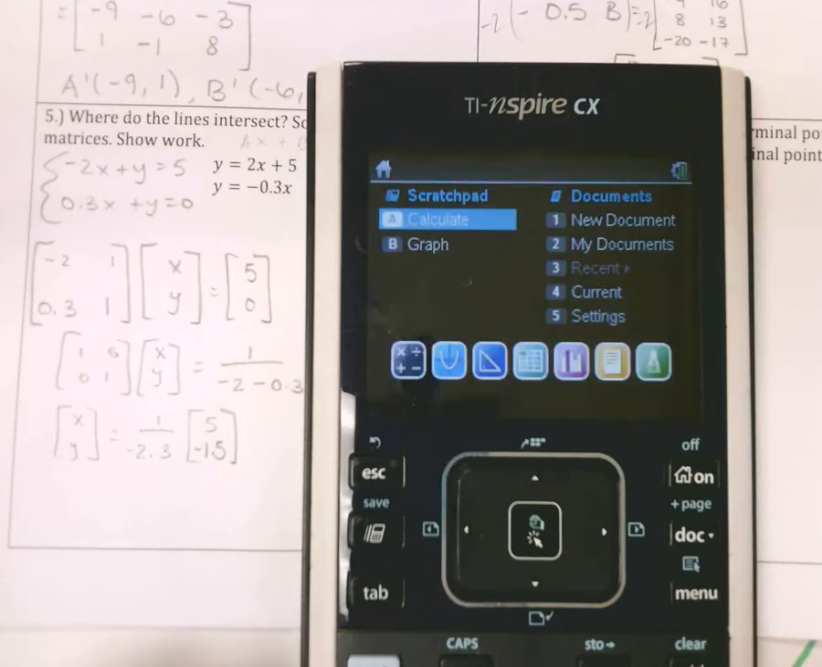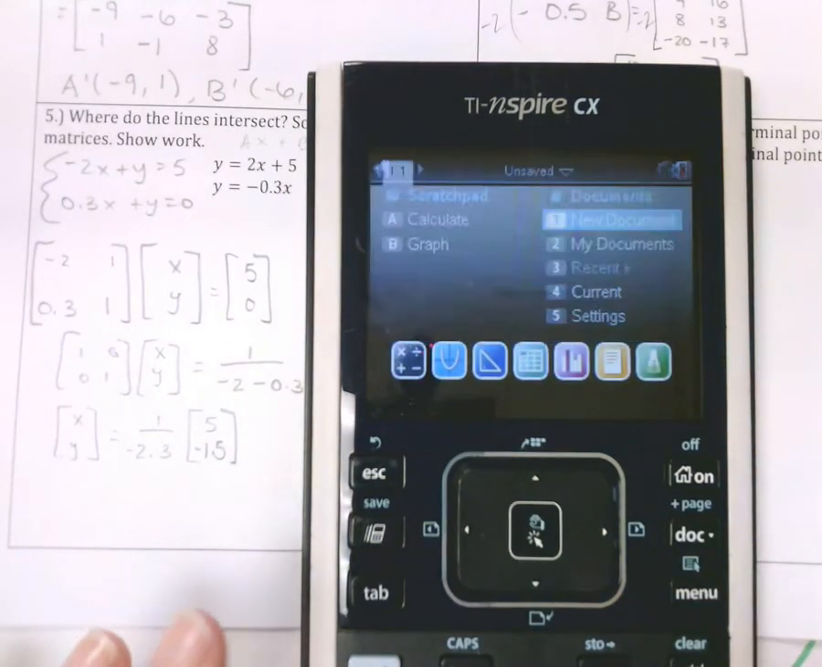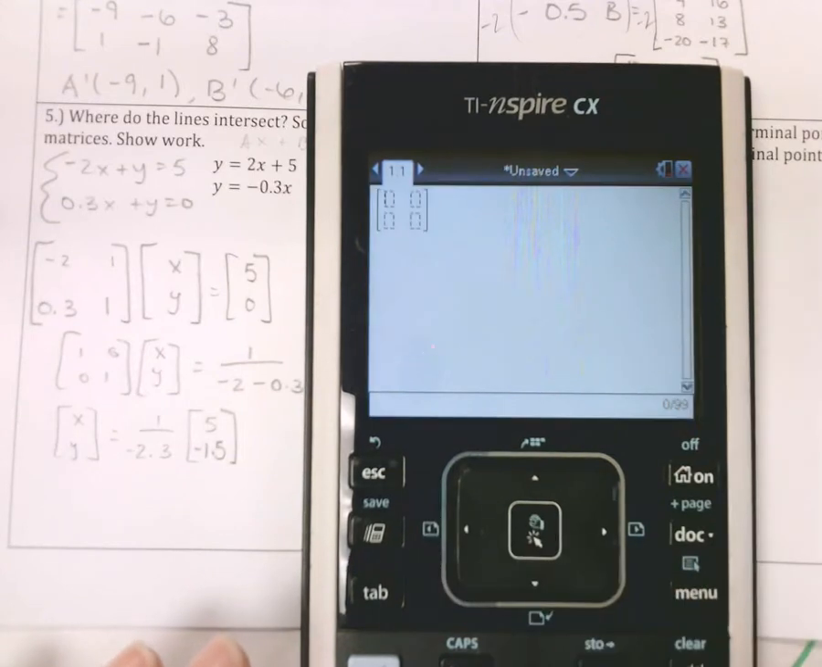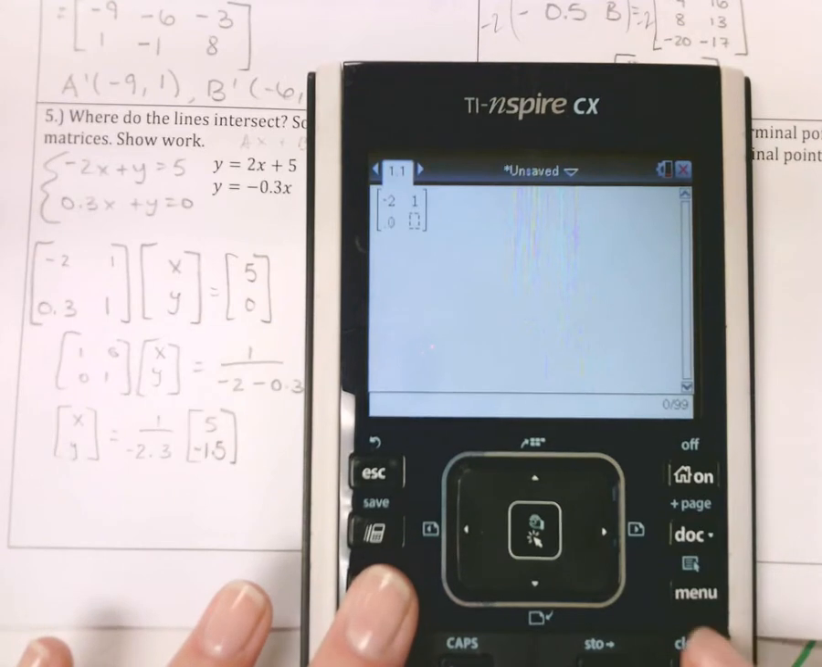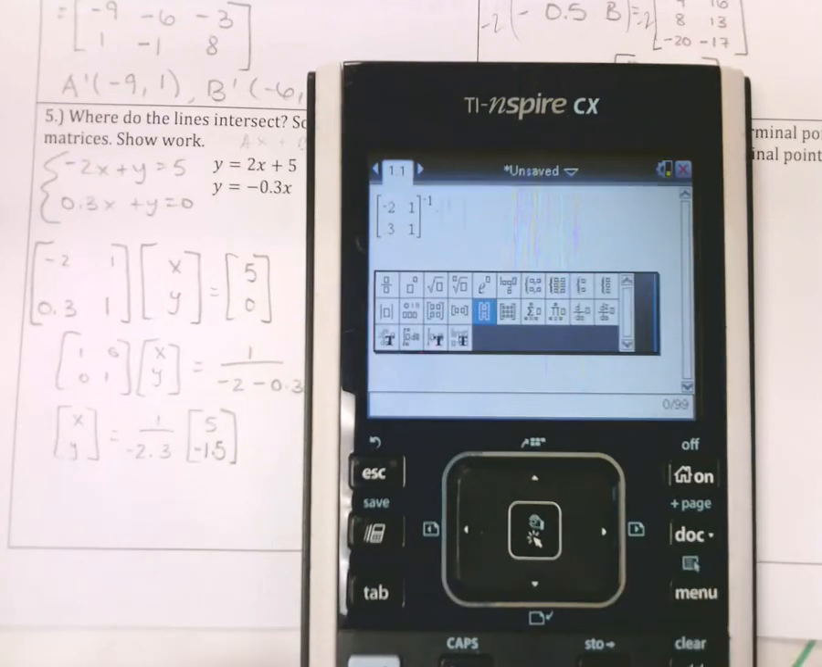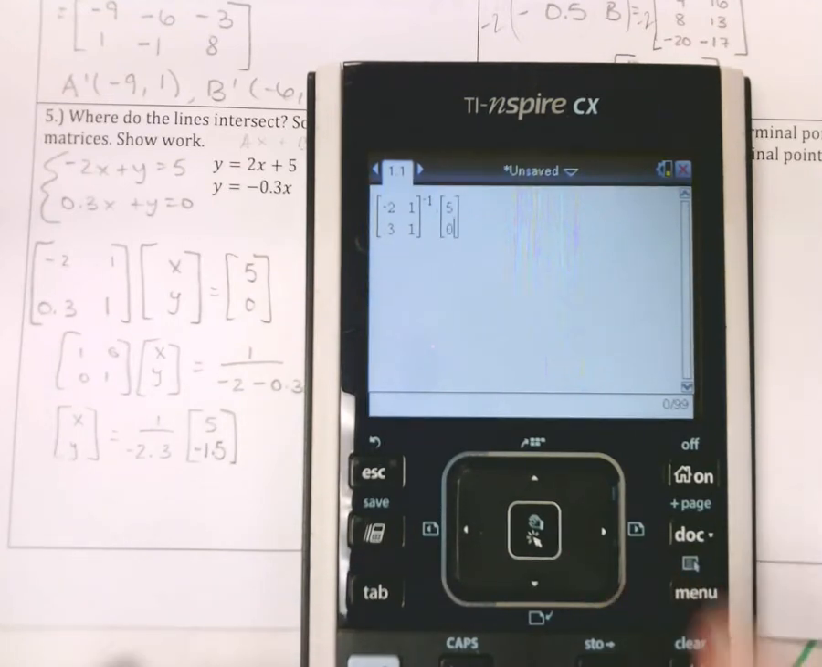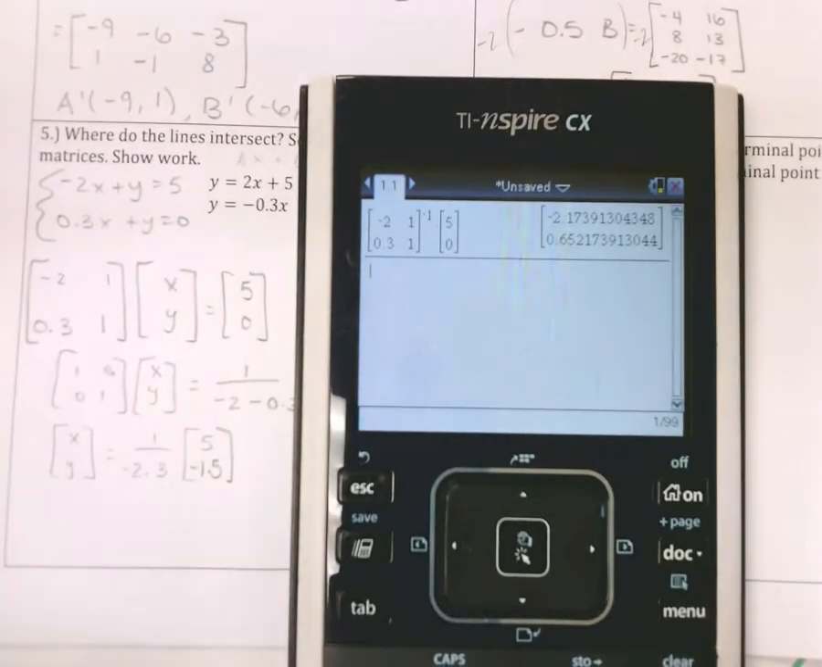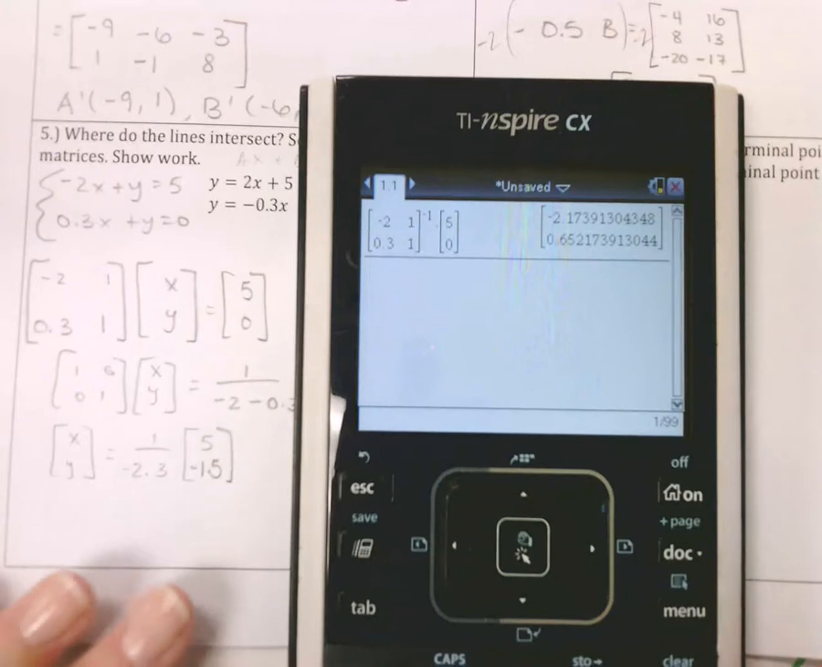On your calculator, you could just take the square matrix, the coefficient one, and then you can raise it to the -1 power and multiply it by 5 and 0. It's not the cutest decimal, unfortunately. So let's just round to like 3 decimal places.